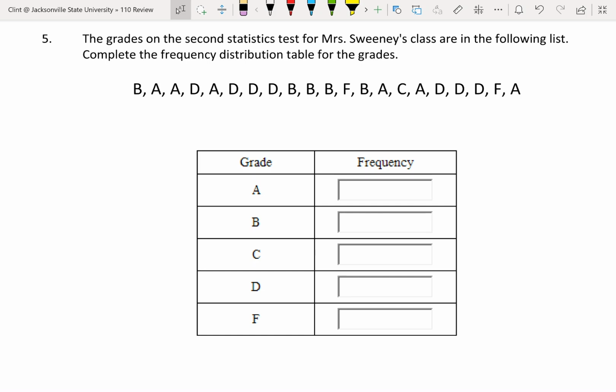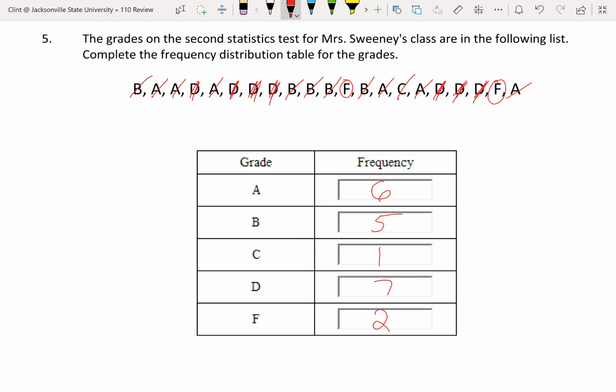Number 5, we're filling out a frequency distribution, so we're just counting here. We're counting how many of each one of the grades we have. On paper test, you can mark them out, that makes it easier. For A, we had 1, 2, 3, 4, 5, 6 A's. Frequency was 6 for A. For B, we had 5 B's. C, we had 1 C. D's, we had 7 D's. And whatever's left, we had 2 F's.